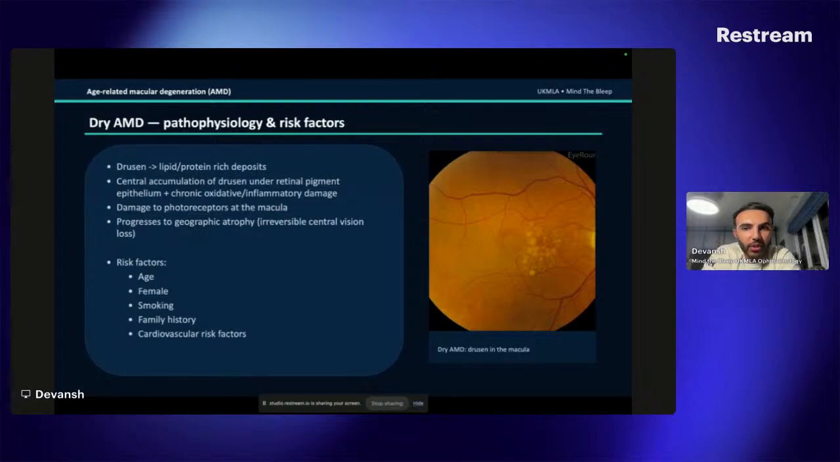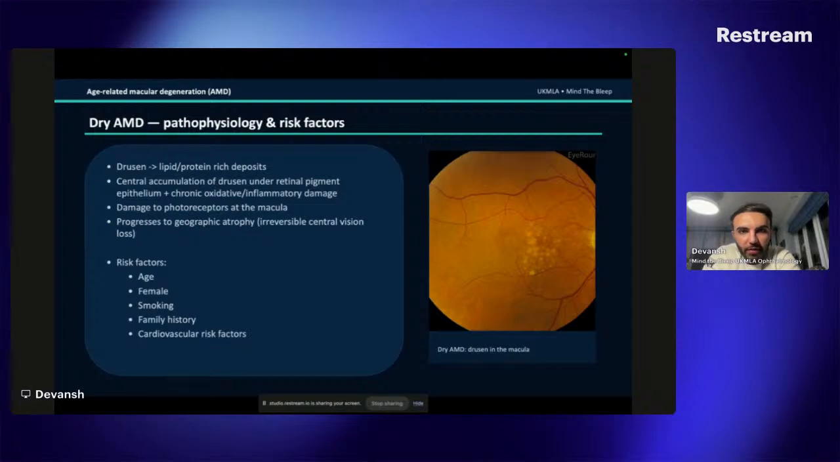So let's start with dry AMD because it's often a progression into wet AMD, and the whole thing is really a spectrum. So it's best to start at the beginning of the spectrum, dry AMD first. Everyone knows that dry AMD has drusen. That's the buzzword that's used, but what actually is drusen? It's a series of deposits that are often lipid and protein rich that accumulate around the macula. They specifically accumulate under the retinal pigment epithelium, which is one of the key layers within the retina that you are able to visualize on OCT.